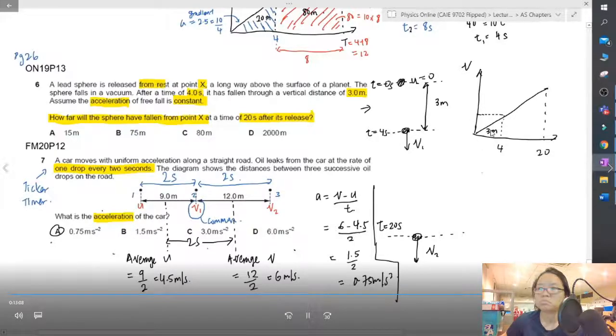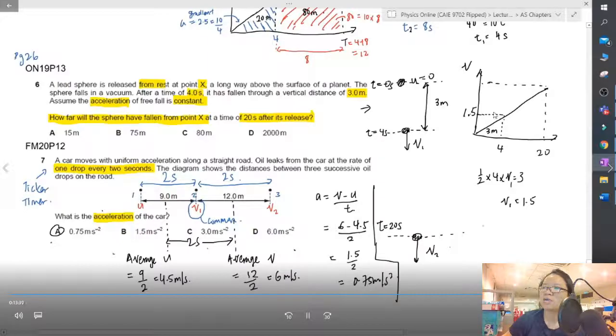So I guess you could use area under the graph there, half times 4 times this value, let's say V1, is equal to 3. I guess you can find V1 at 1.5. So I'll put 1.5 there. And from here you can find the acceleration already.